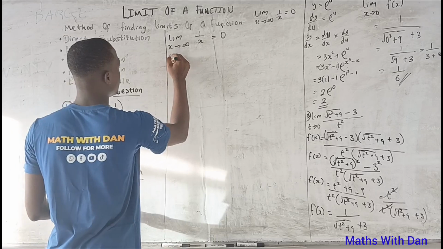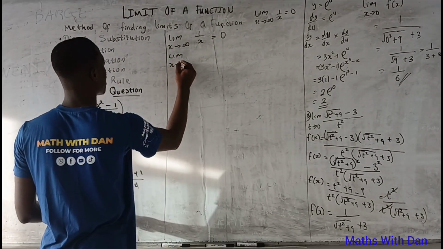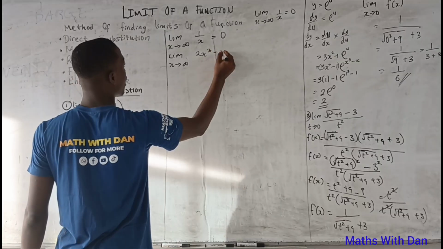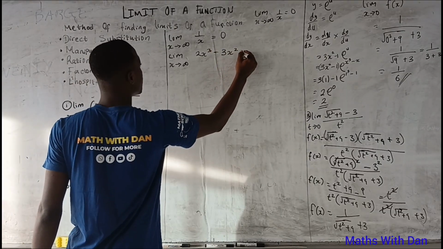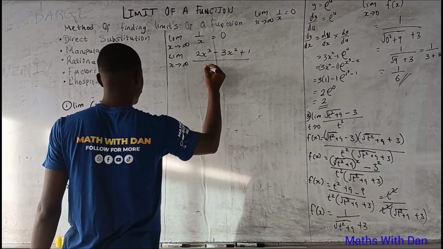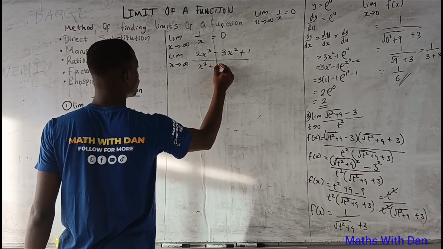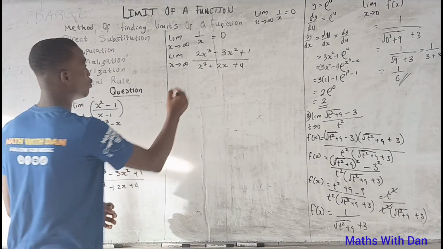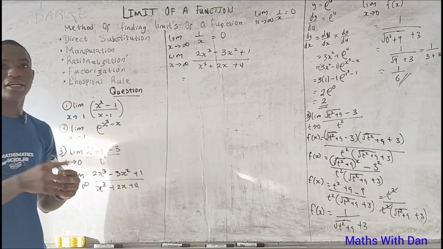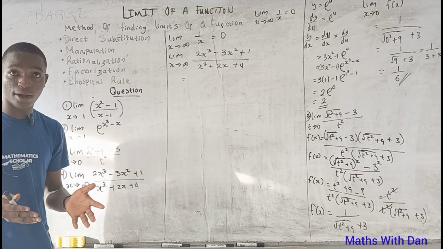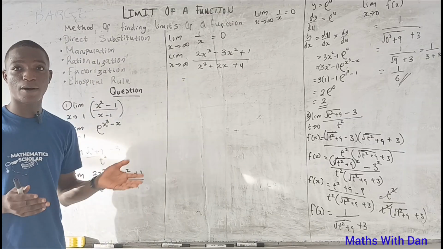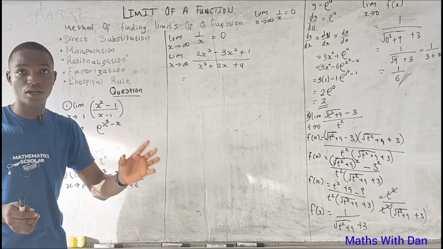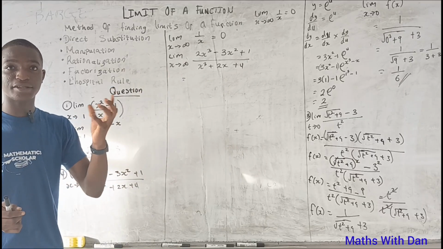So we have a limit. Let's write the question, x approaching infinity, of 2x cubed minus 3x squared plus 1 over x cubed plus 2x plus 4. Right? So the first thing we are going to do is divide by the highest power. And what's the highest power here? It is x raised to the power of 3. So you divide both the numerator and the denominator by the highest power.